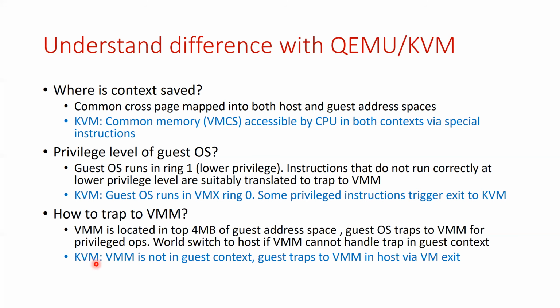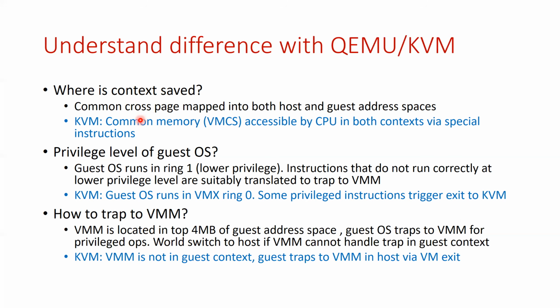Whereas in KVM, there was no VMM in the guest context. The guest OS was running without any VMM running in the same context. There was no VMM code when the guest OS was running. And the trap happened via VM exit. Whenever the guest OS wanted KVM support, it exits back into the non-VMX root mode and runs KVM, right? Whereas here, you don't have to do a world switch. You can first trap to the VMM code which is present in the guest address space itself, and trap and exit back to the host. Do a world switch to the host only if required, right? So there are significant differences.